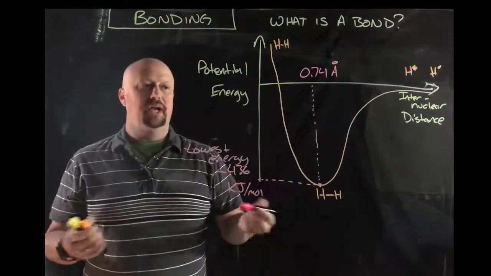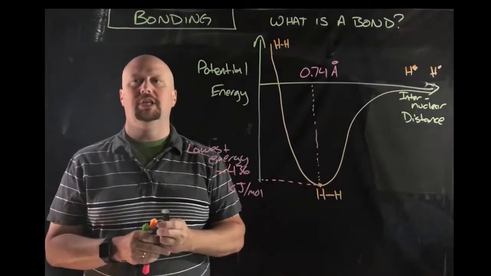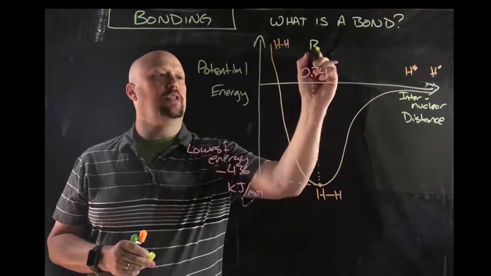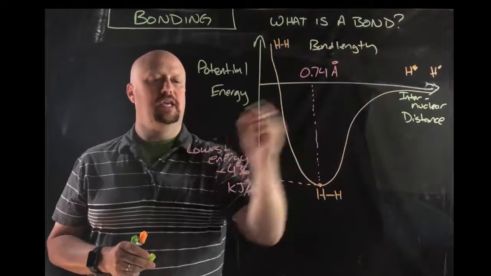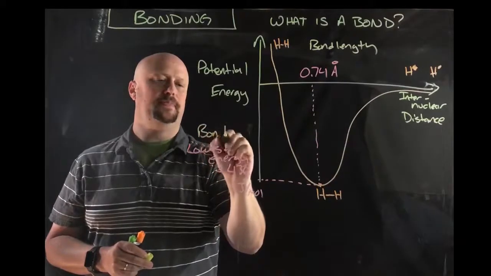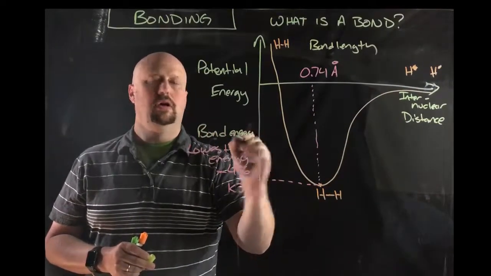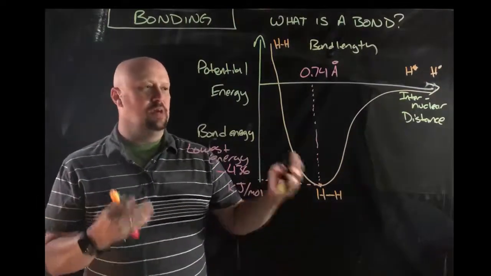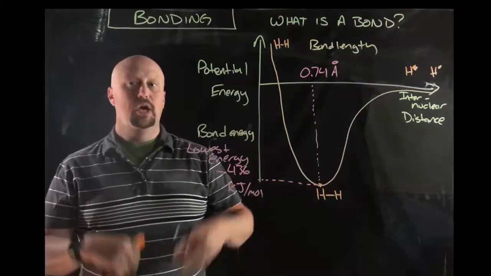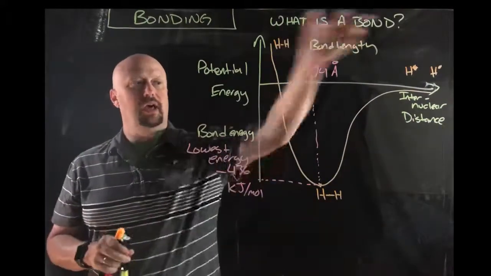Now, why do those two things matter? Well, because that gives us two things that we really sort of need to know. That gives me the bond length, and it gives me the bond energy. Writing is hard. Okay? Those two things are really incredibly important for us. We need to know those two things. We can do a vast number of calculations off of those things. But more importantly, what is a bond?